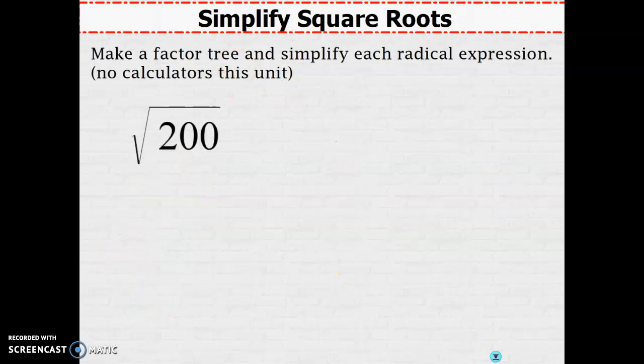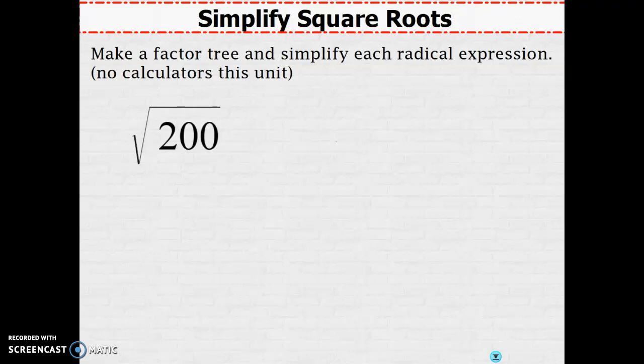All right. So speaking of efficiency, as the numbers get bigger, sometimes we do want to look for more efficient routes. So something like the square root of 200, yeah, we could do lots of options. We could do 20 times 10.